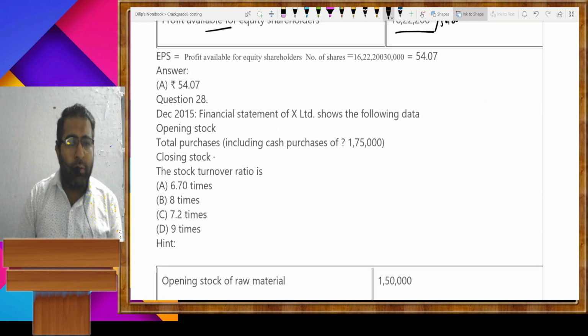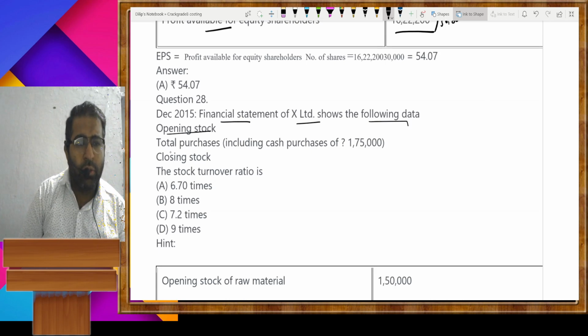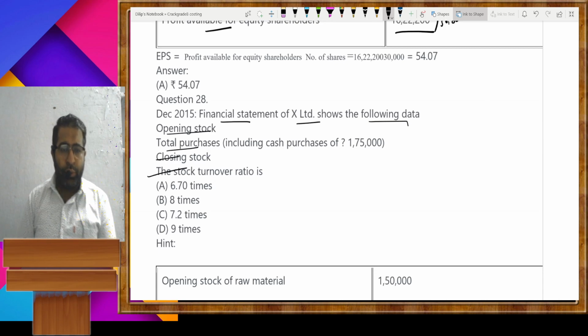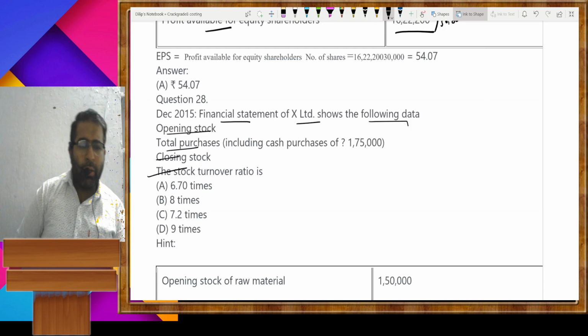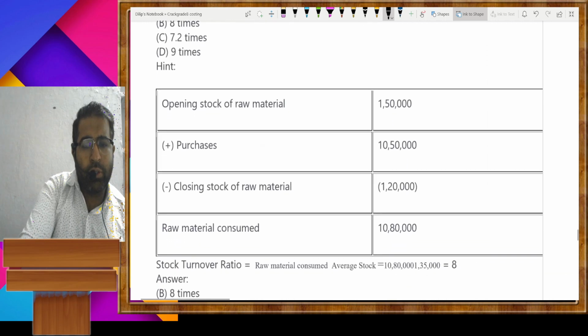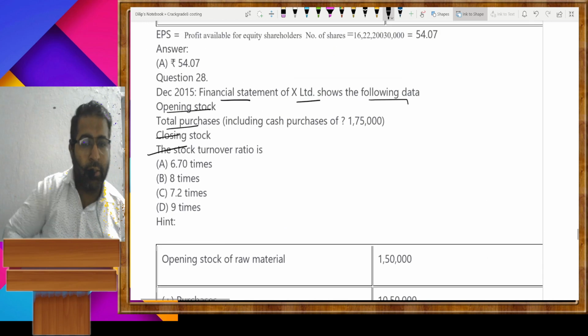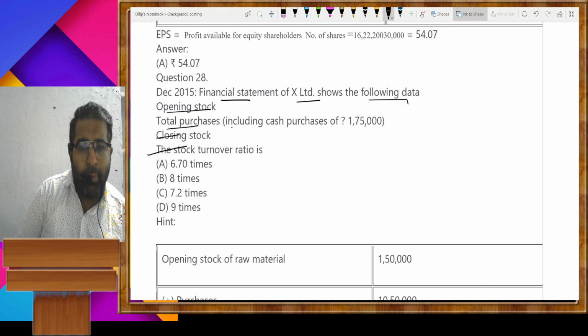Question number 28. Financial statement of X Limited show the following data: opening stock, total purchase, closing stock, stock turnover ratio. Okay, can you calculate it or not? Tell me fast. Just look here. In the question, a thing is missing, that total purchase is not given.